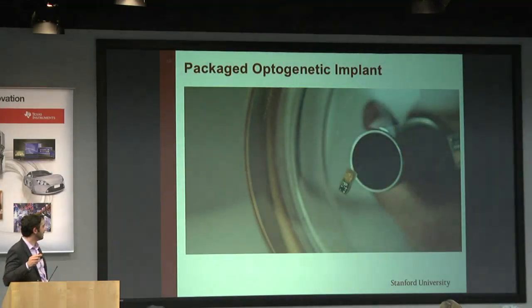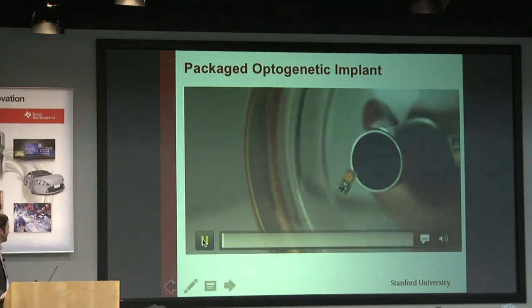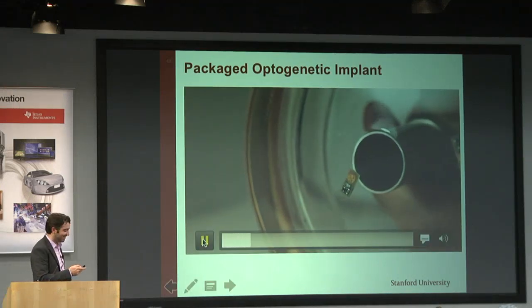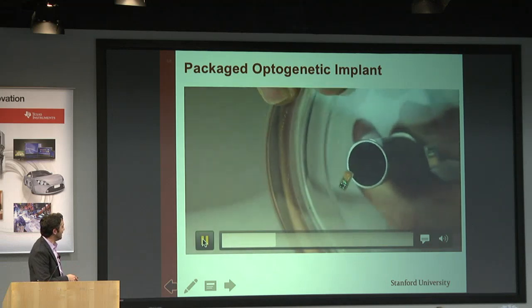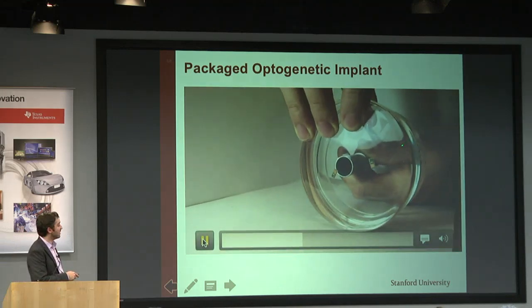So this is the implant sitting in. This is a Sylgard sample that's replicating the tissue. And you can see that going through the depth, we can power them up, and the LED is sort of lighting the sample.